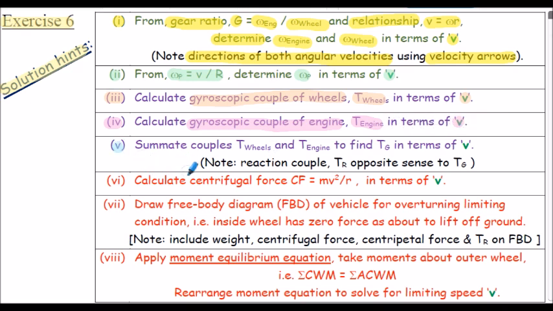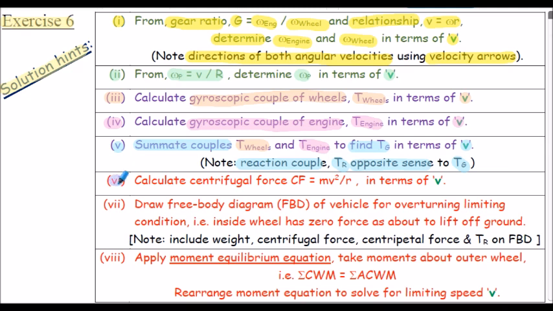Step 5, we're just going to summate the above couples for the T-wheels, T-engine, and that gives us the total gyroscopic torque applied, TG, again as a function of V. Note we will assume the summated gyroscopic torque, TG, is applied at the centre of gravity of the vehicle. Also note that the reaction couple, TR, which is often referred to as the inertia couple, will be in the opposite sense to TG. In other words, TR is equal and opposite to TG.